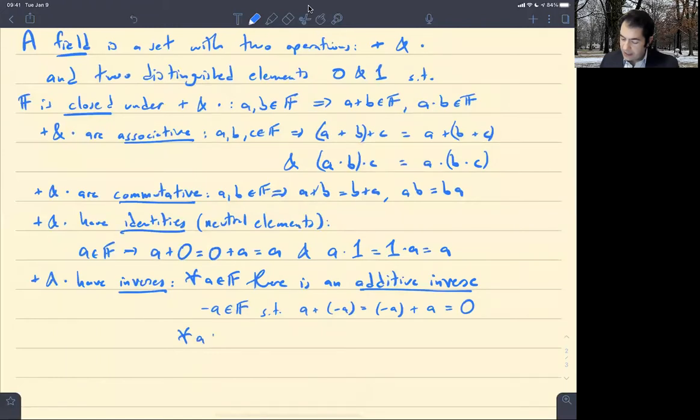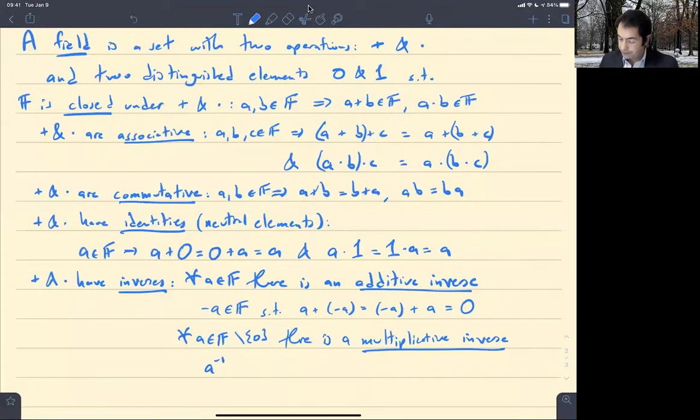And then for every a in F that is not equal to 0, there is a multiplicative inverse. So this we denote a raised to the minus 1. It's an element of the field such that if I multiply a times a inverse, on either side, because of commutativity, we get 1. We get back the neutral element.